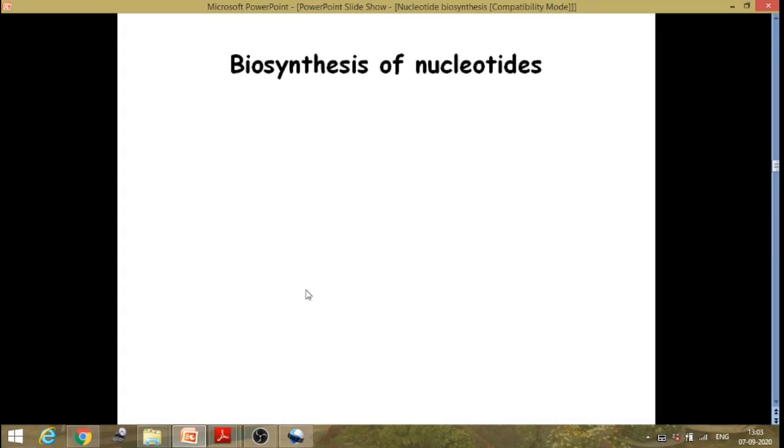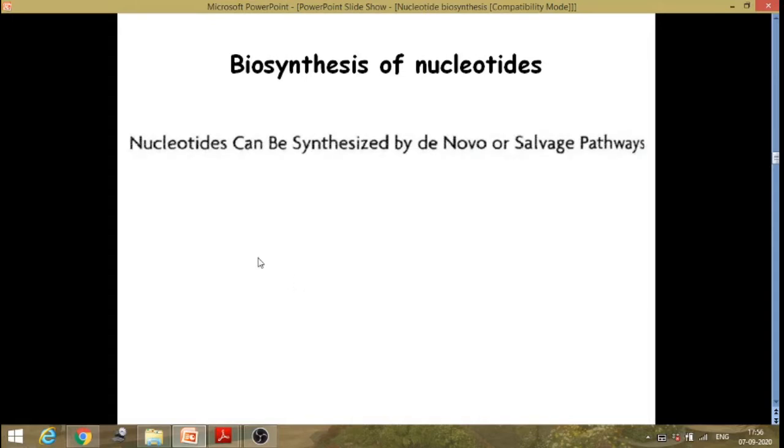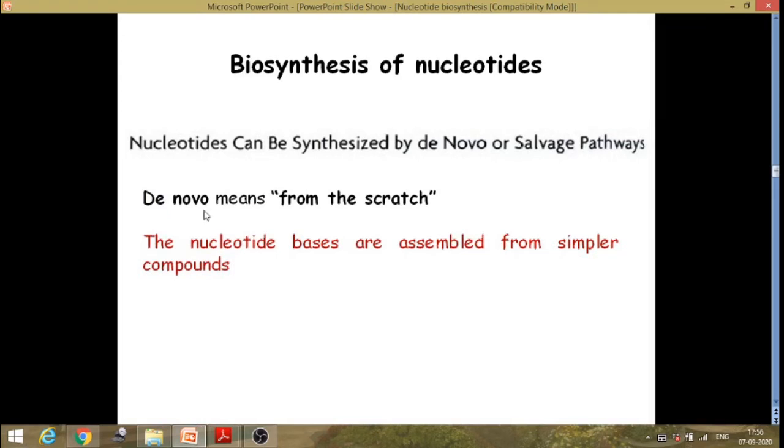Now let us have a look at the biosynthesis of nucleotides. Nucleotides can be synthesized by de novo or salvage pathways. There are two pathways by which nucleotides are synthesized, the de novo pathway and the salvage pathway. So what is de novo? De novo means from scratch. In de novo synthesis, nucleotide bases are assembled from simple compounds.